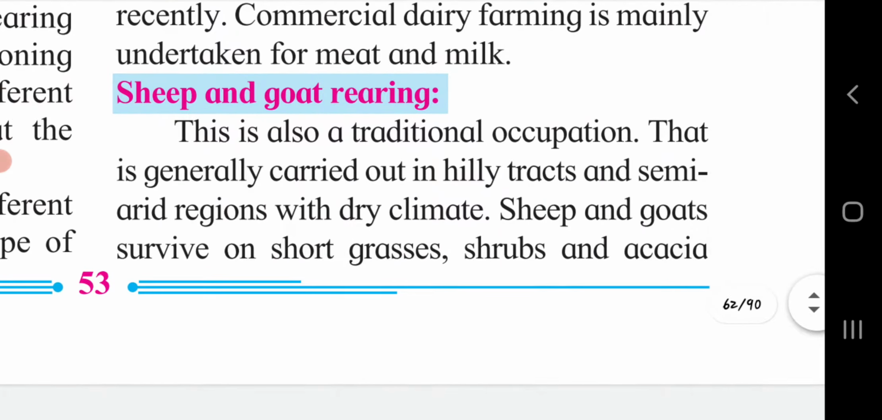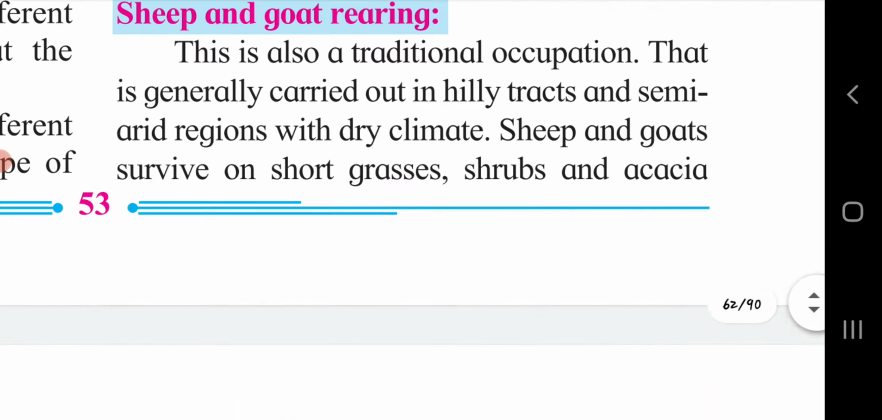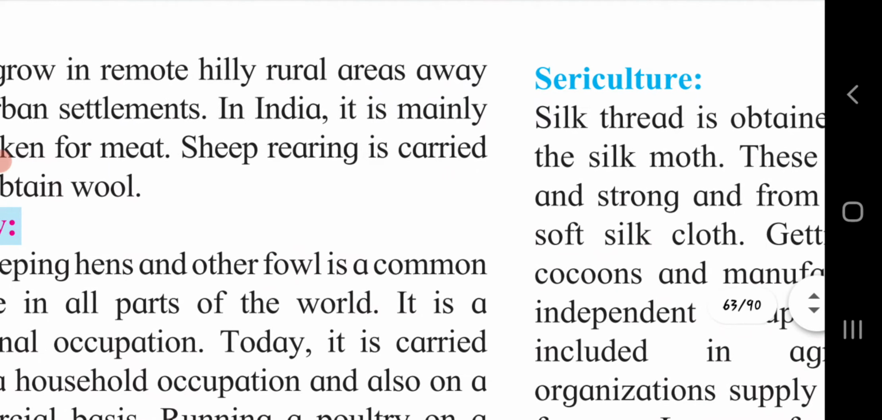Next, sheep and goat rearing. What is sheep and goat rearing? In India, sheep and goats are mainly reared for meat. Sheep rearing is also carried out to obtain wool. The rearing of sheep and goats is carried out in hilly tracts and semi-arid regions with dry climate, away from urban settlements. So this is about sheep and goat rearing.